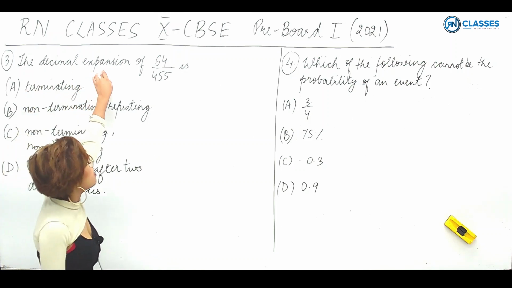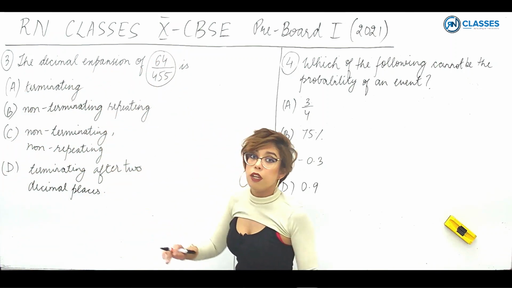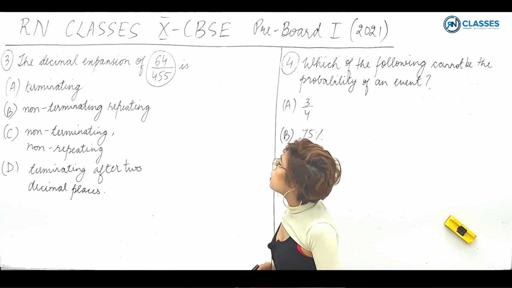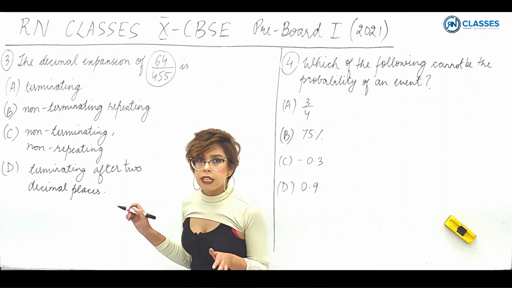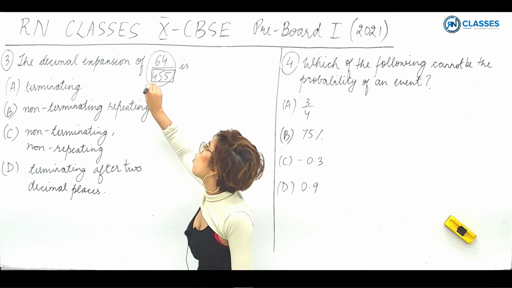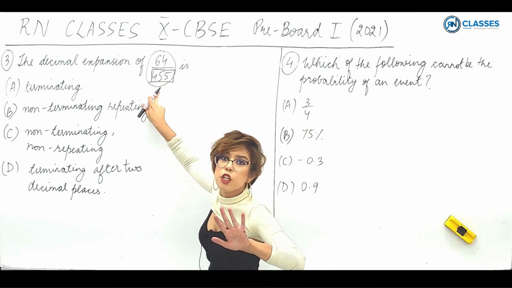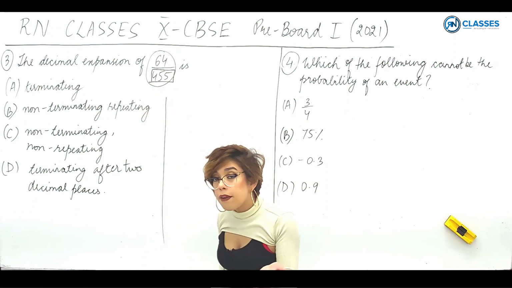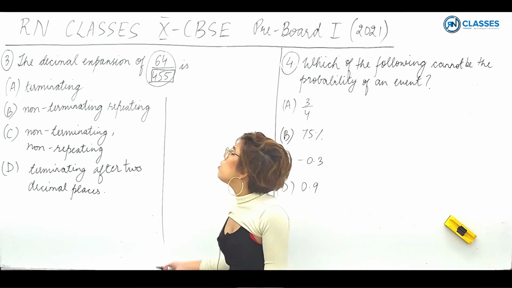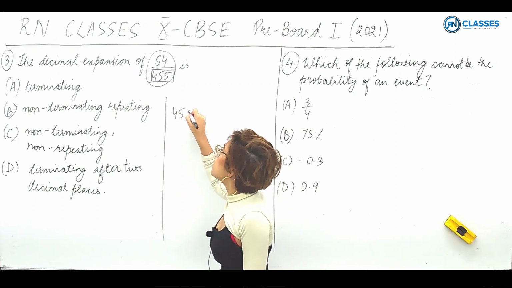The decimal expansion of this rational number is, right? Now, I have to state the nature of the decimal expansion. So, I can get to know the nature of the decimal expansion by the denominator, right? By the prime factorization of the denominator, right? So, let me just write the prime factor of this number.